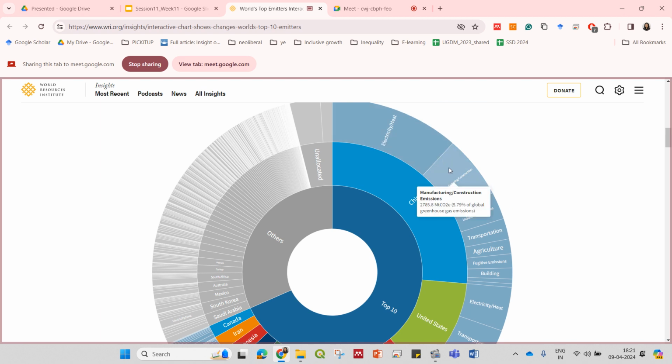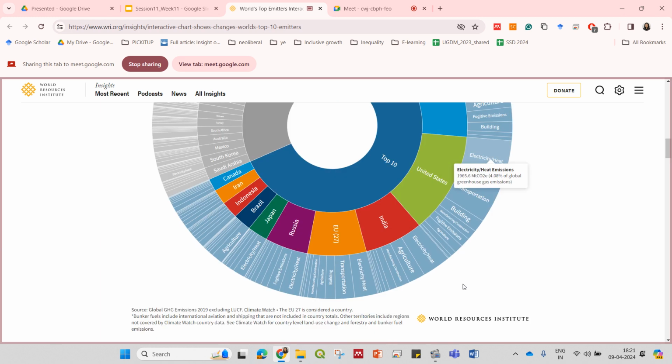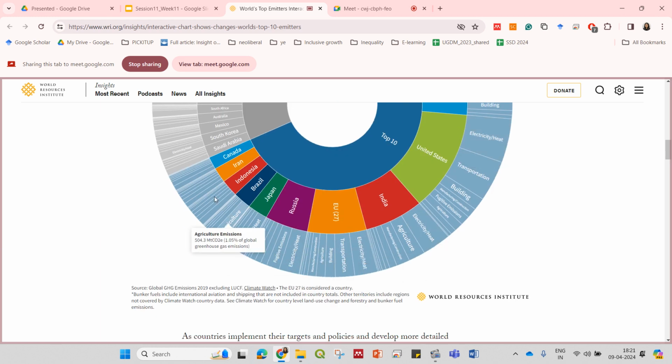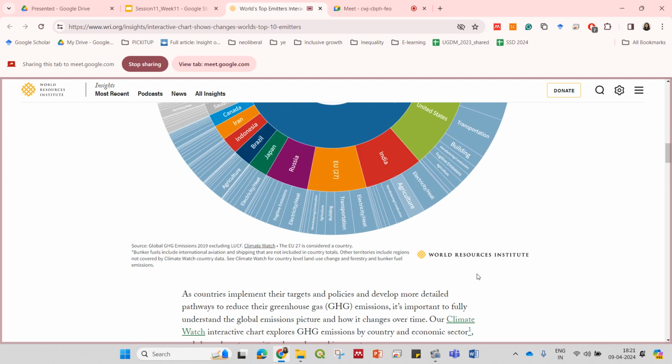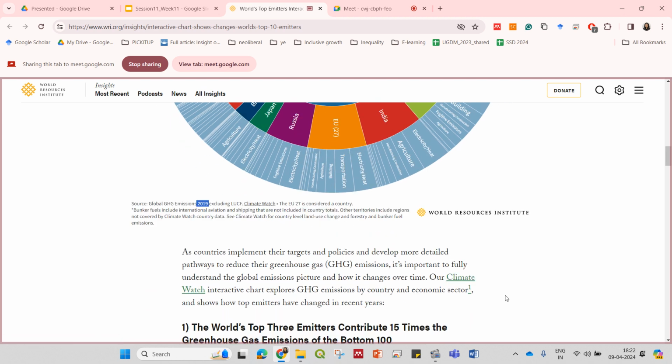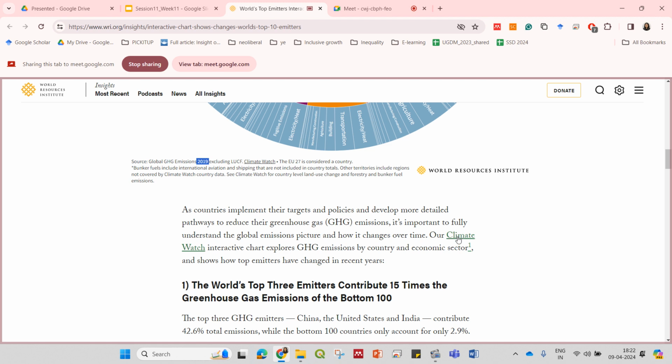sectors. So energy sector, electricity or heat sector, construction sector, transportation, agriculture, etc. By various sectors it has also provided which sectors cause the most emissions. But this data is not from 2014, this is from 2019, but the question is asking about 2014. So you can go on this interactive chart that they have, and they call it Climate Watch.